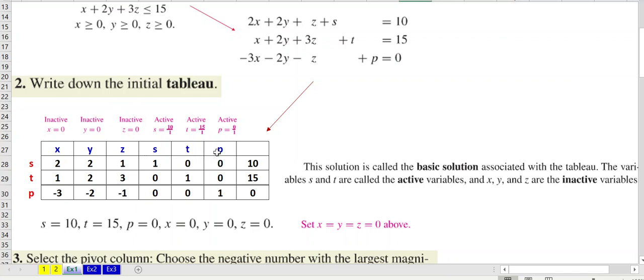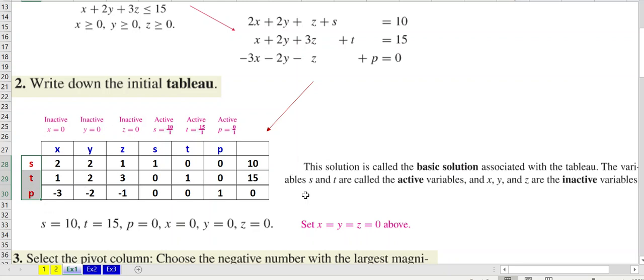And then one last thing is this explanation of active variables and inactive variables. This is called the initial table. The slack variables and p will be what we call the active variables. So s is an active variable, t is an active variable, p is an active variable. We then write the active variables as our row headings. This would be the s row, active variable s, active variable t, active variable p. So it's very important that you write these over here also.